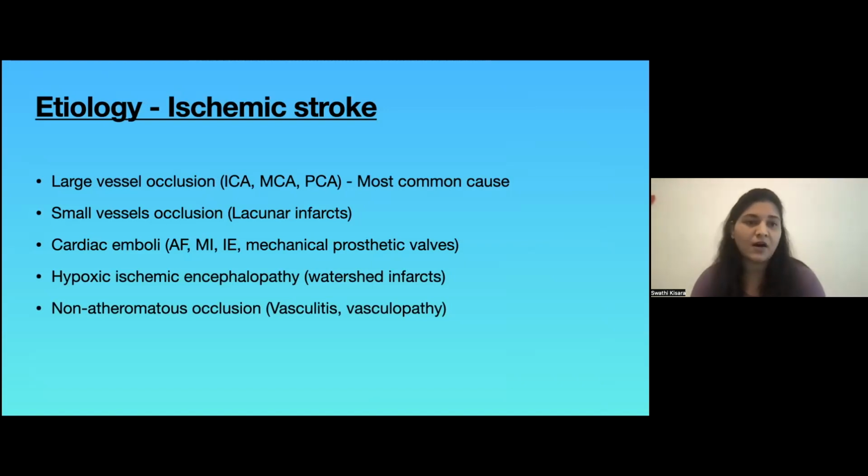The other etiologies include small vessels occlusions causing lacunar infarcts. Cardiac emboli can also cause infarcts, and watershed infarcts caused by hypoxic ischemic encephalopathy. And non-atheromatous occlusions due to vasculitis and vasculopathy can also cause ischemic stroke.